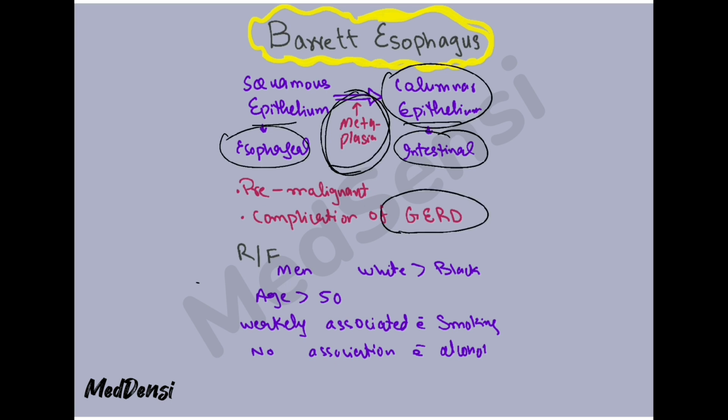The risk factors include male sex. It is most common in men, and it is more common in white people than black people. It most commonly occurs after the age of 50 and is weakly associated with smoking, and there is no association of Barrett's esophagus with alcohol.